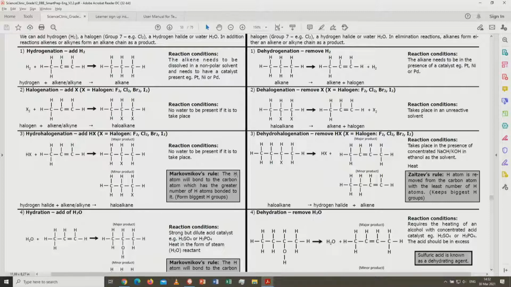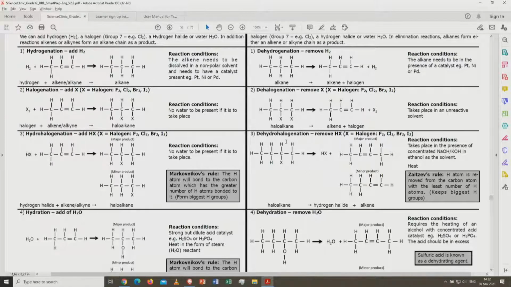Let us see what the major product is. The hydrogen atom will bond to the carbon atom which has the greater number of hydrogen atoms bonded to it. So there's a chlorine and a hydrogen bond. There are two carbons, which one has the most hydrogens? That one. You have two hydrogens on the first one, so the hydrogen will bond to that, and the chlorine of the halogen will bond to the second one. That is the Markovnikov rule.